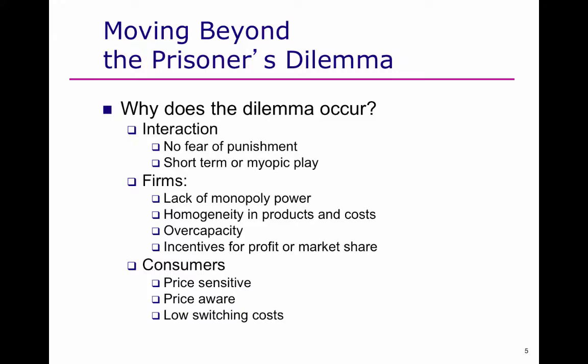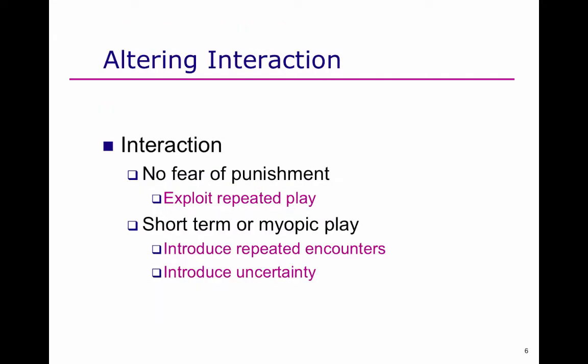where they lack differences in products and costs, right? So you have homogeneity. Things are very similar from one firm to another. There probably is overcapacity in this kind of market. And there are many incentives for profiting and trying to obtain more market share by cheating on any tacit agreements. In this market, typically the price sensitivity of customers is pretty high, price awareness is high, and there are low switching costs. So it's easy for a firm to win market share by getting customers to switch.